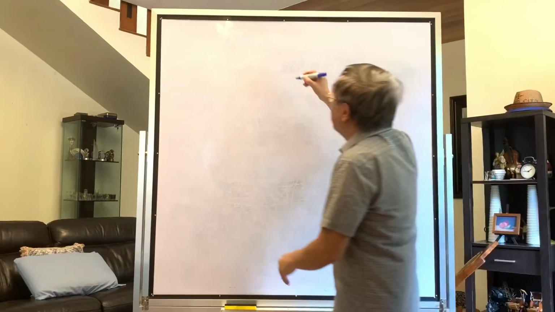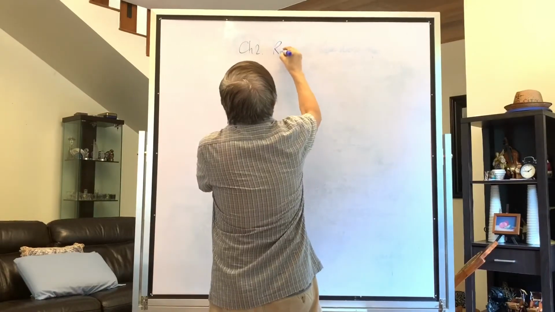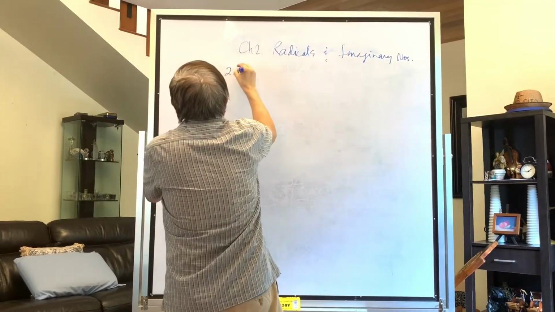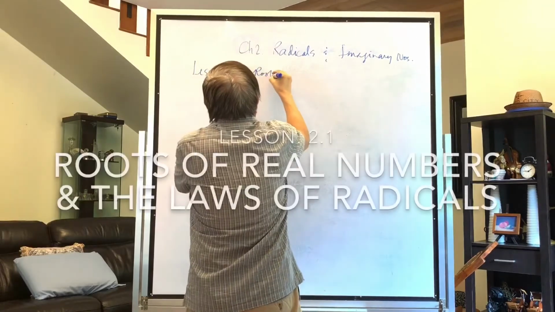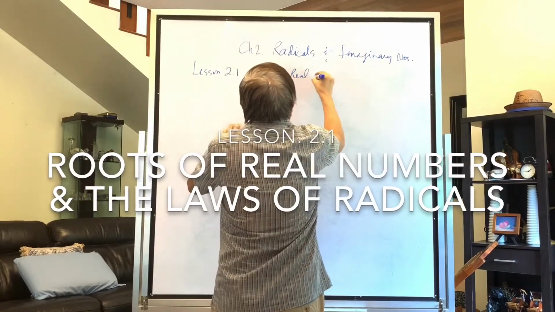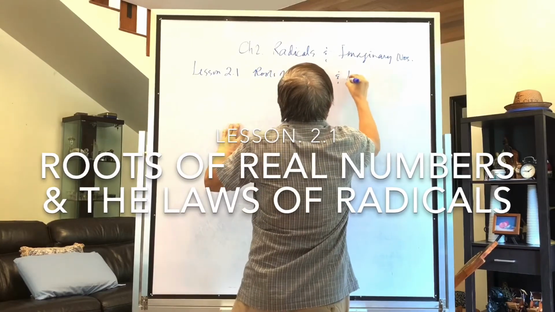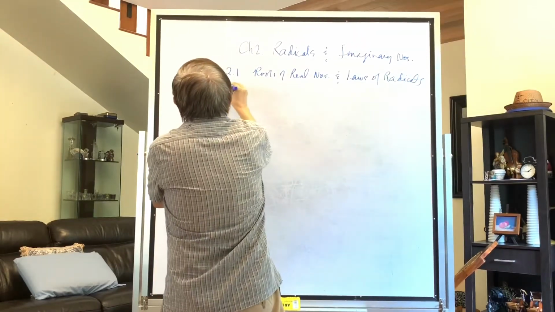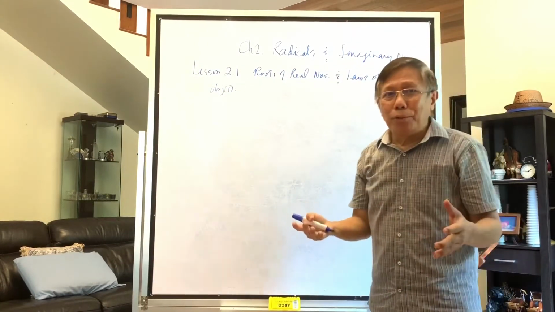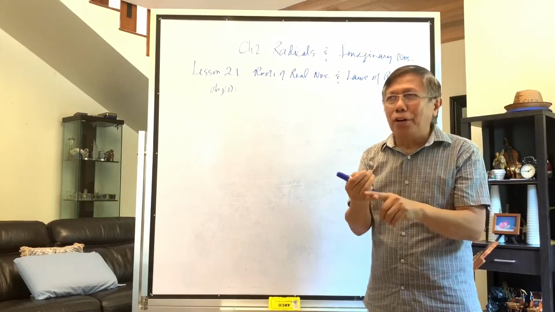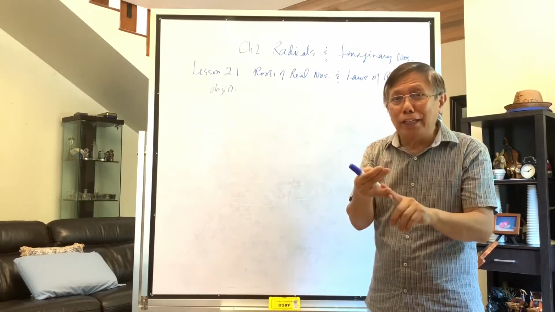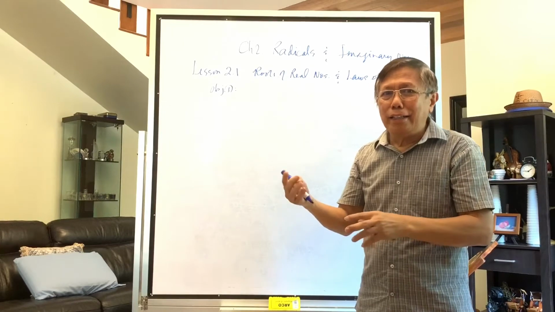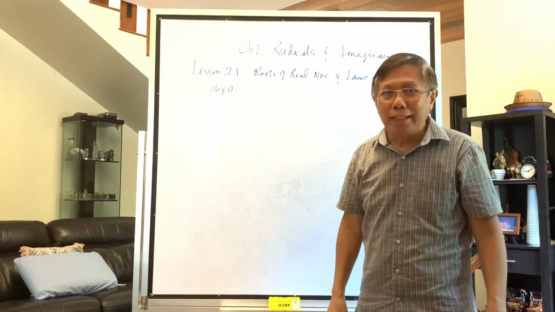Okay, for Chapter 2, we have radicals and imaginary numbers. Lesson 2.1 will be roots of real numbers and the laws of radicals. We have several objectives for this. We want to define the nth root of a real number, and we will also be defining a complex number and defining a radical, then stating the laws of radicals.